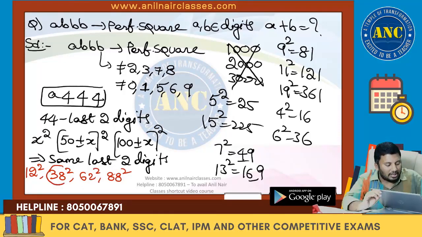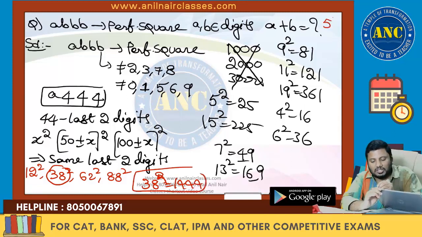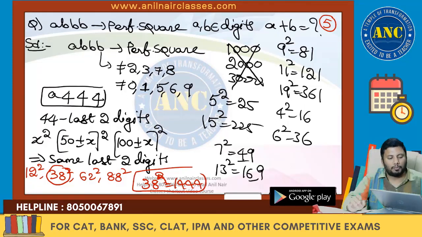So 38 square is nothing but 1,444, which will satisfy the condition. 38 square is 1,444. A plus B value is 5. I hope this is clear.